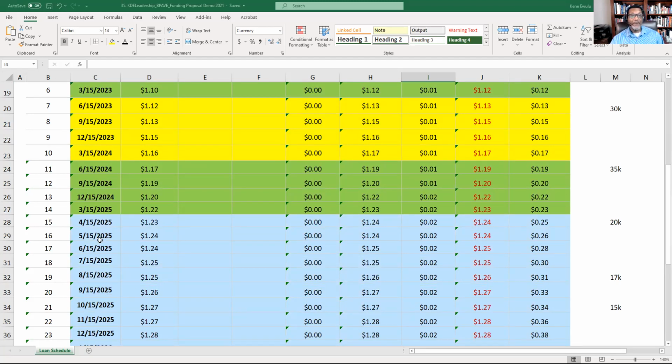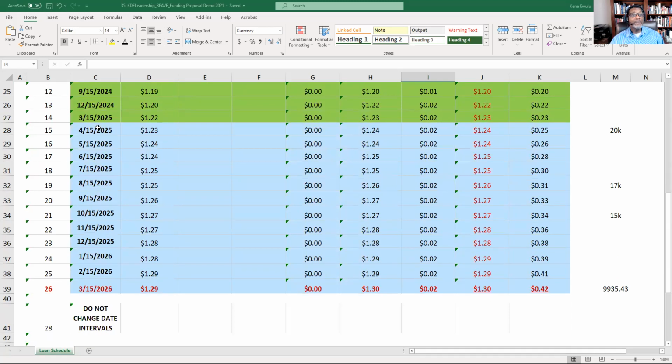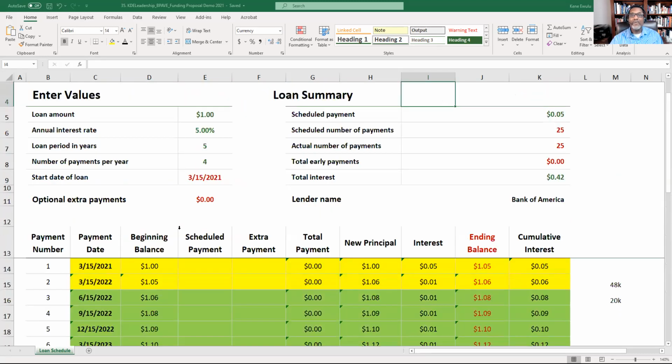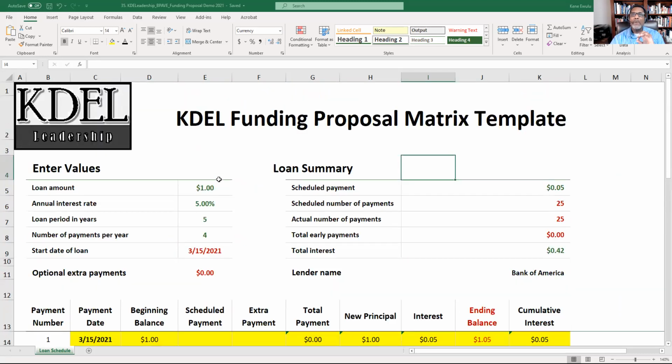But guess what happens in the 5th year? In the final year, you begin to pay them back on a monthly basis. That's why I've color coded this blue. So you're paying back on a monthly basis all the way till the end of the year. Now that I've shown you how this works, I'm going to do a quick demo for you.